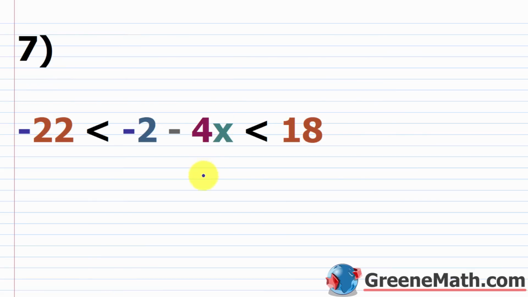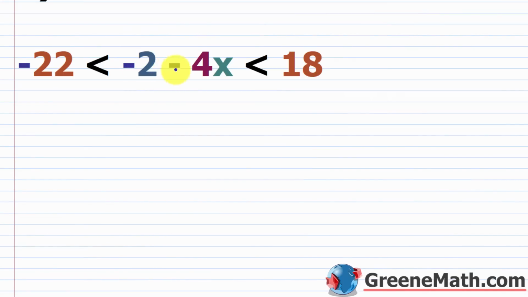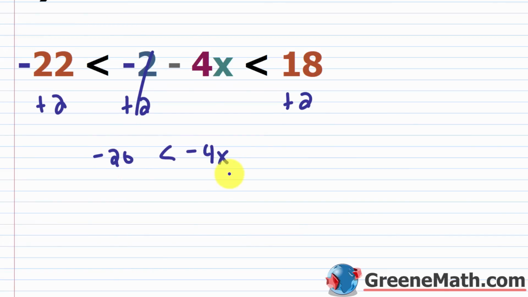Okay, let's look at problem number 7. So we have negative 2 minus 4x is greater than negative 22 and less than positive 18. So let's add 2 to each part here. And what that's going to do is give me this negative 4x isolated in the middle. So I'll say this is greater than my negative 22 plus 2, which would be negative 20. And it's going to be less than 18 plus 2, which is going to be 20.